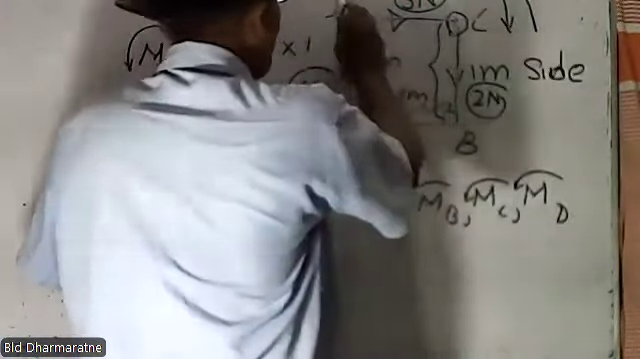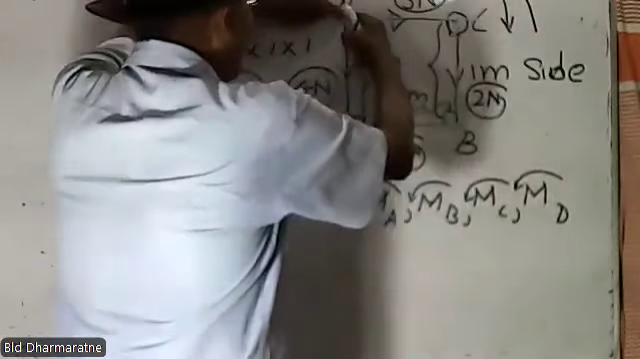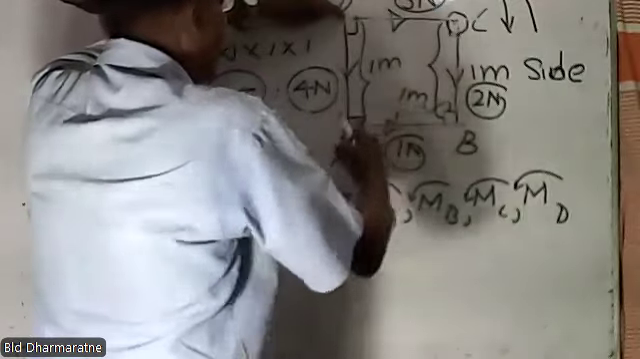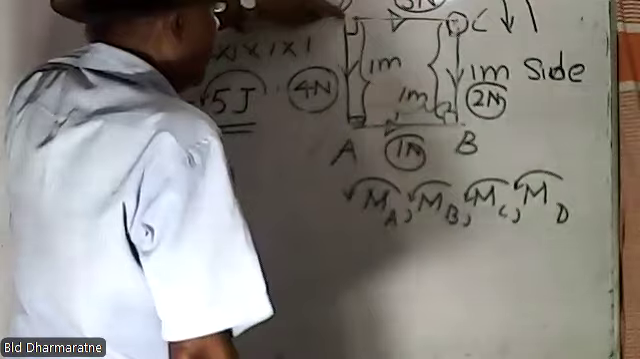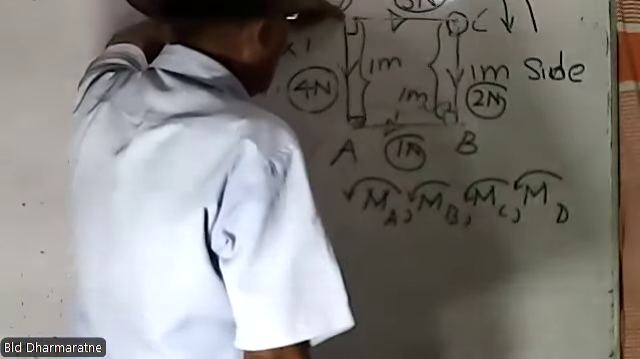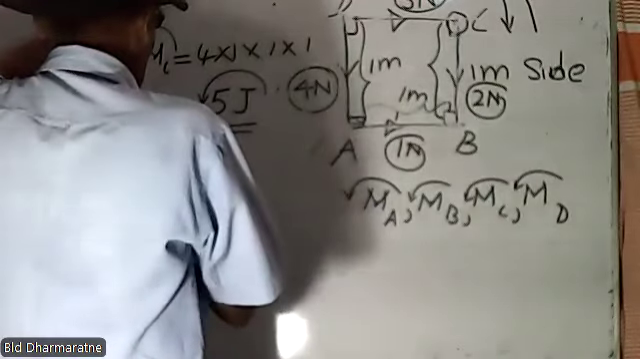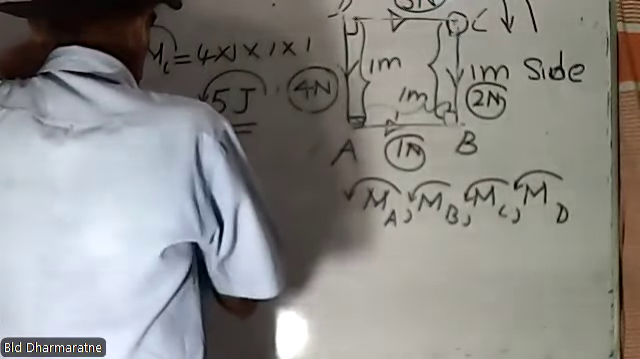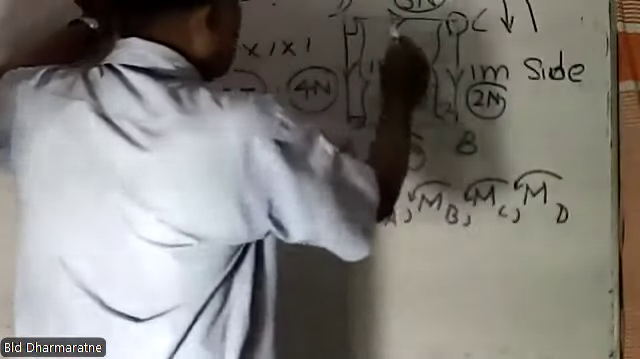MD. This is point D here. Neglecting these two forces going through point D, we are getting the moment about D, MD. The question asks for the anti-clockwise direction. This is the anti-clockwise direction. Now you get it.